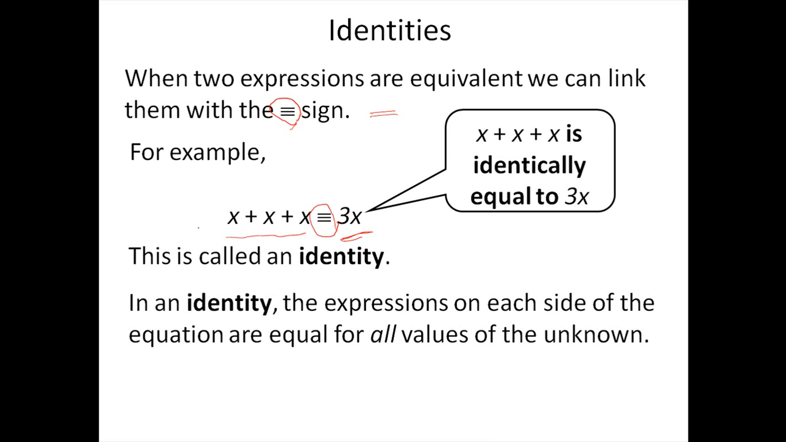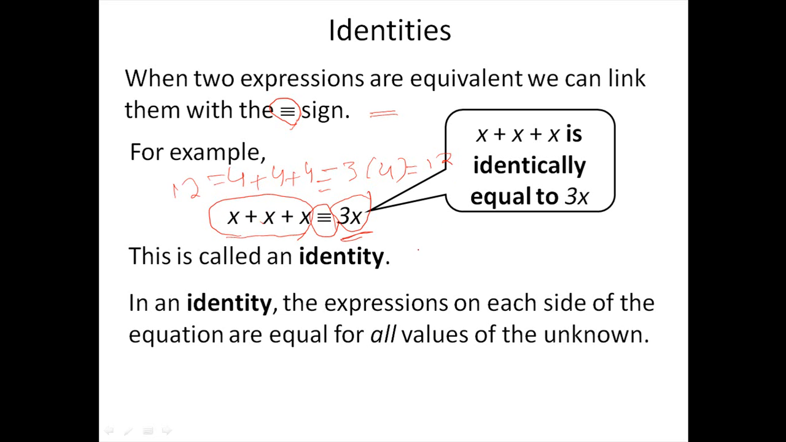The important thing to note here is that in an identity, both sides are equal no matter what the value of the unknown is. So for example, if x is 4, I have 4 plus 4 plus 4, that is identical to 3 times 4. Why? 3 times 4 is 12, and 4 plus 4 plus 4 is also 12. So no matter what the value of x is, both sides will produce the same number.